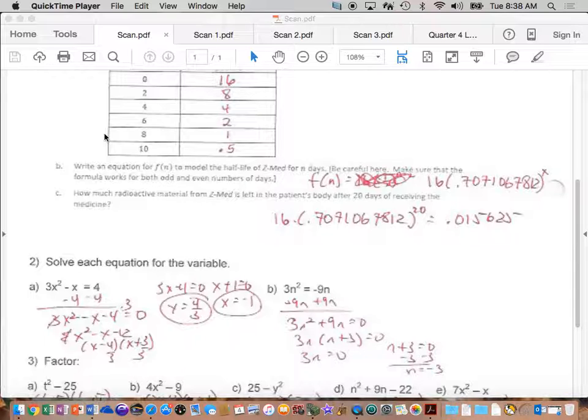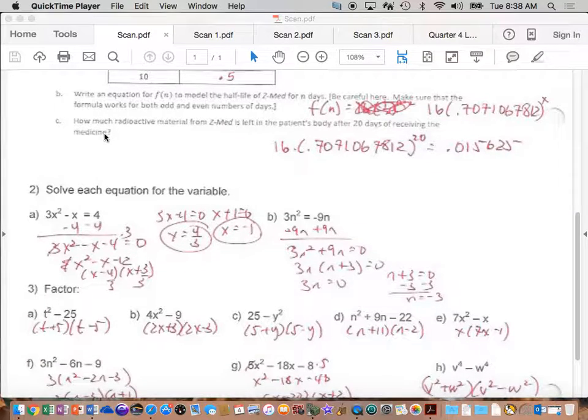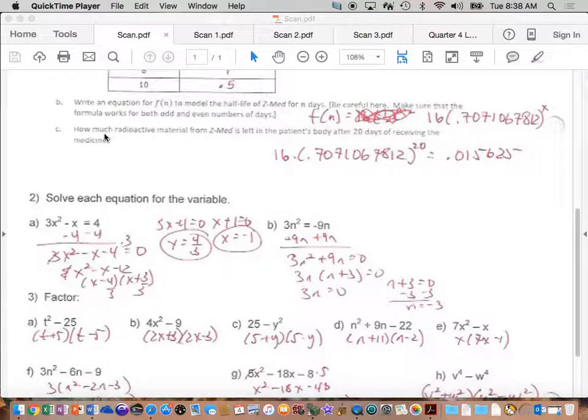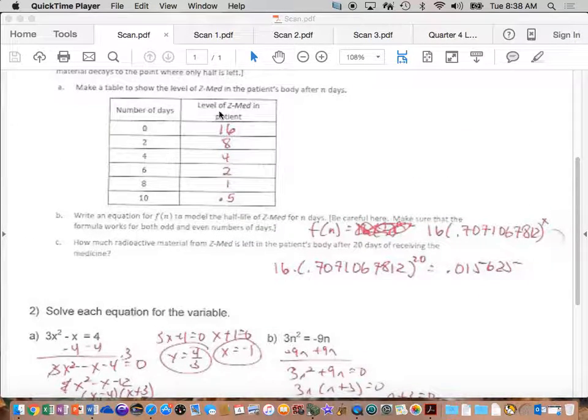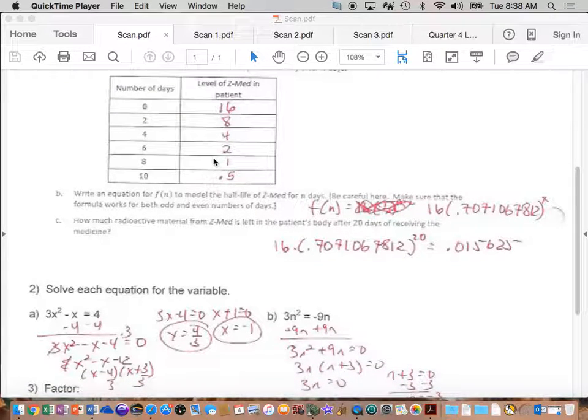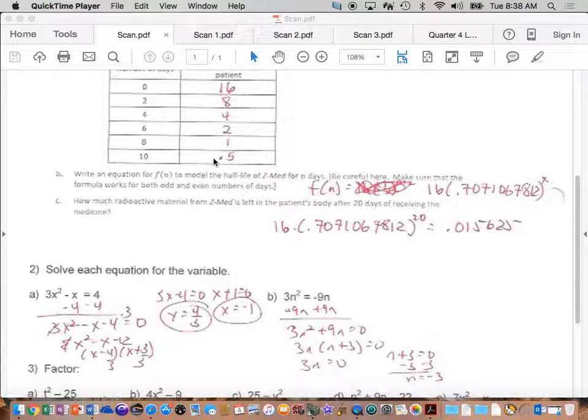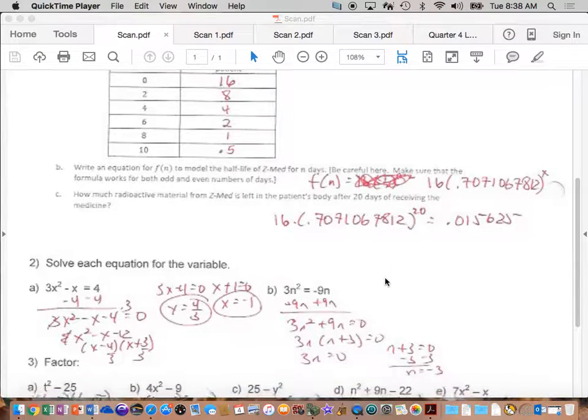All right. This factoring stuff is so unbelievably important. The big thing I want you to realize from Part B is that when stuck coming up with an exponential regression, just go to your calculator, make list 1 and list 2. Number of days is list 1. Level of ZMED is list 2. Plug it into the calculator, and it'll give you the formula that you need to get it right.